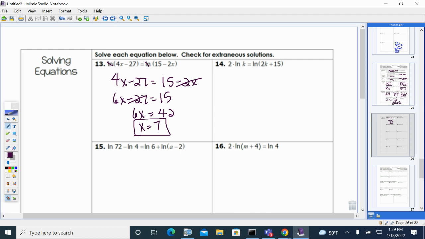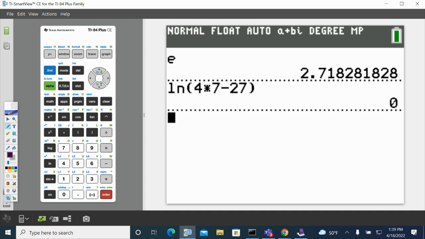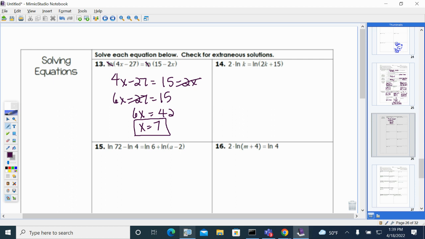But again, you're checking that in the calculator. I'll show you on this one, on number 13 only. So we're going to go to the calculator. The left side says the natural log of 4x, so we got 7 for x, minus 27. And there's the left side. Now, hopefully the right side says the same thing. 15 minus 2 times 7 also gives me 0. So as long as there's no i involved, we're good. So that's how you check. All right, let's keep going.